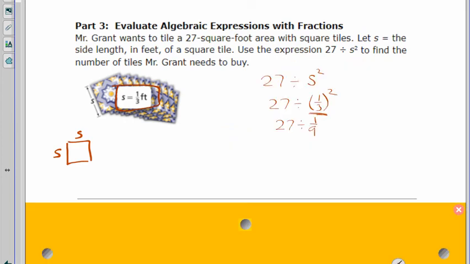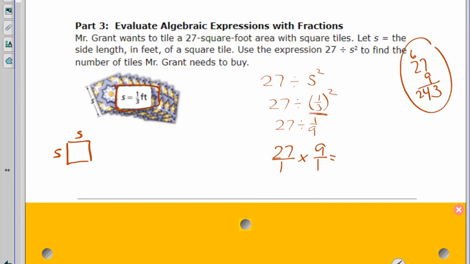Now I have to remember how to divide by a fraction. Well, that is keep, change, flip. So that's 27 times 9. Coming over to the side here, 243. 243 tiles are needed.